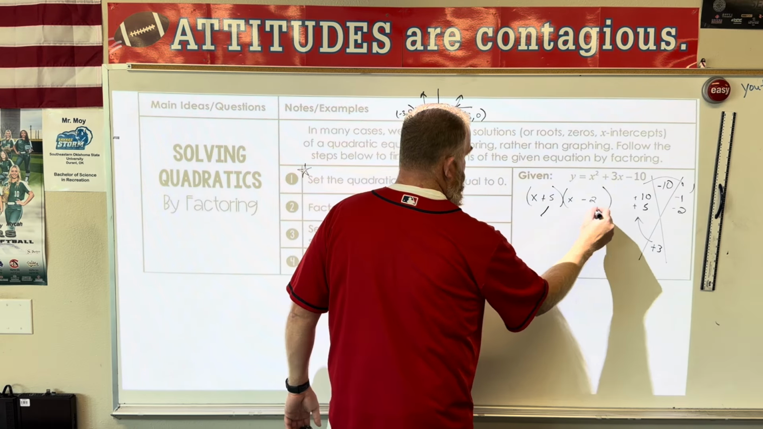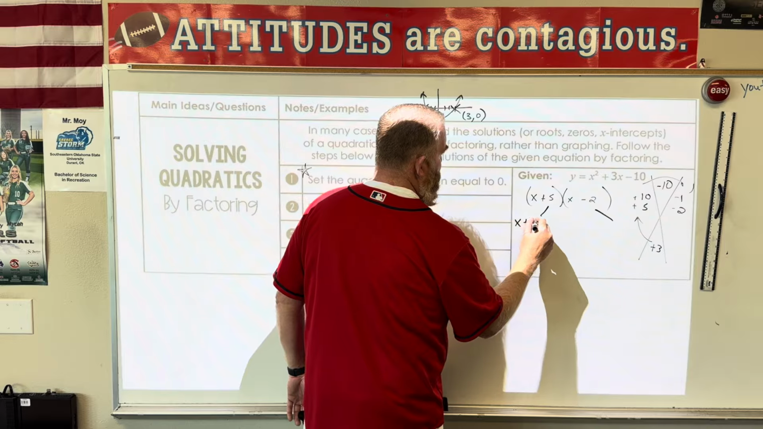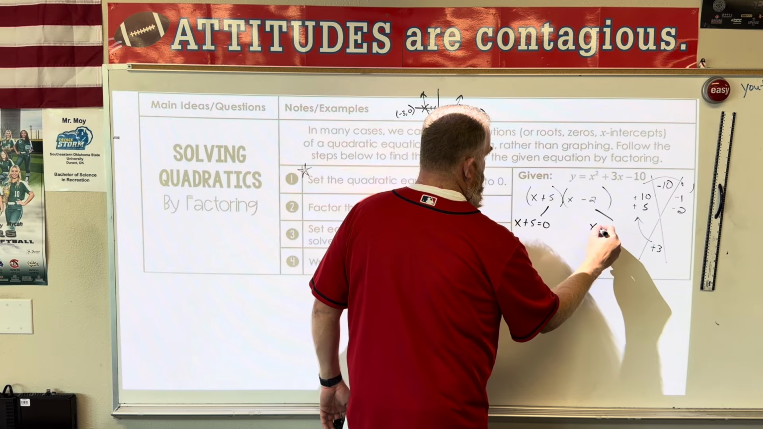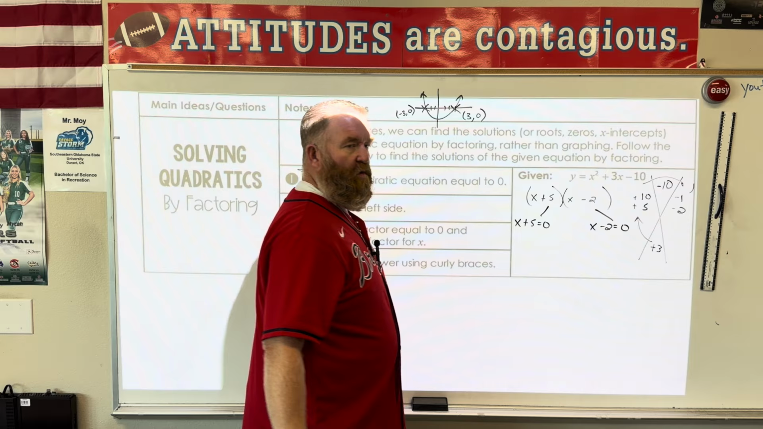All right, here we go. I'm going to split it, and I'm going to set them both equal to 0. X plus 5 equals 0. X minus 2 equals 0. They're just simple little one-step equations.